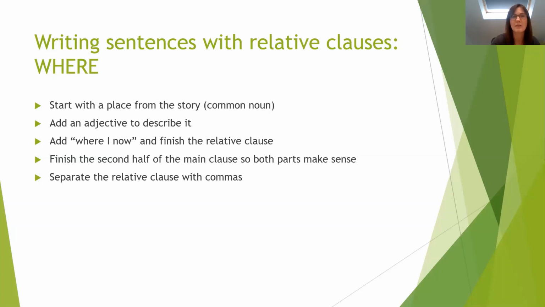Start with the place from the story. So I've chosen the rocky ledge. So I've got my determiner, I've got rocky, an adjective to describe the place, the noun, and I've chosen the ledge. A ledge is like an edge. Okay, it sounds similar as well, doesn't it? So the rocky ledge, that's my noun phrase. I've suggested add where I now and then finish the relative clause because that's a way of making it make sense.